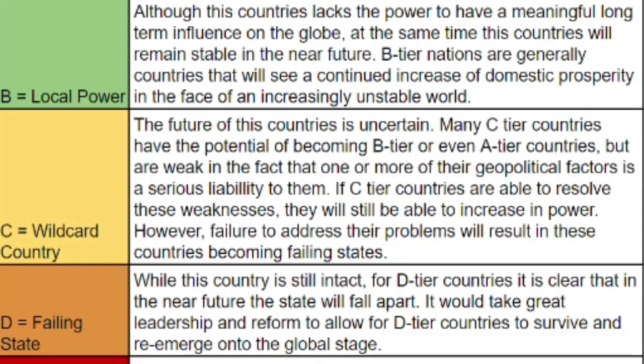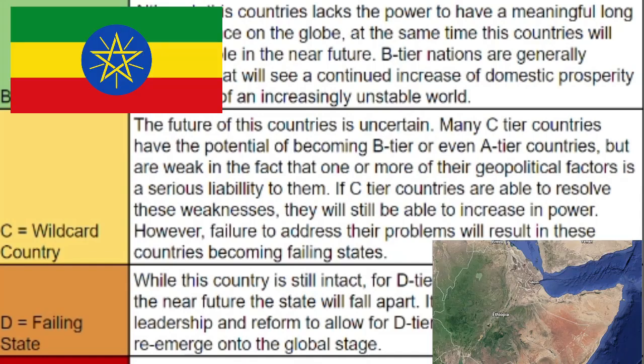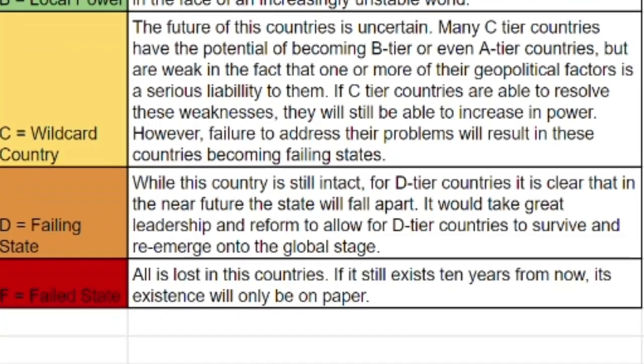Moving on to C tier, or what I like to call the wildcard countries. These countries have the potential of exerting influence and maintaining stability, but there are underlying weaknesses in a C-tier nation's position that prevents it from entering the B tier. If policymakers in these nations fail to address such issues, then expect these nations to become D tier. An example of a C tier nation is Ethiopia, but as always, you'll have to wait for my Africa episode to hear my explanation.